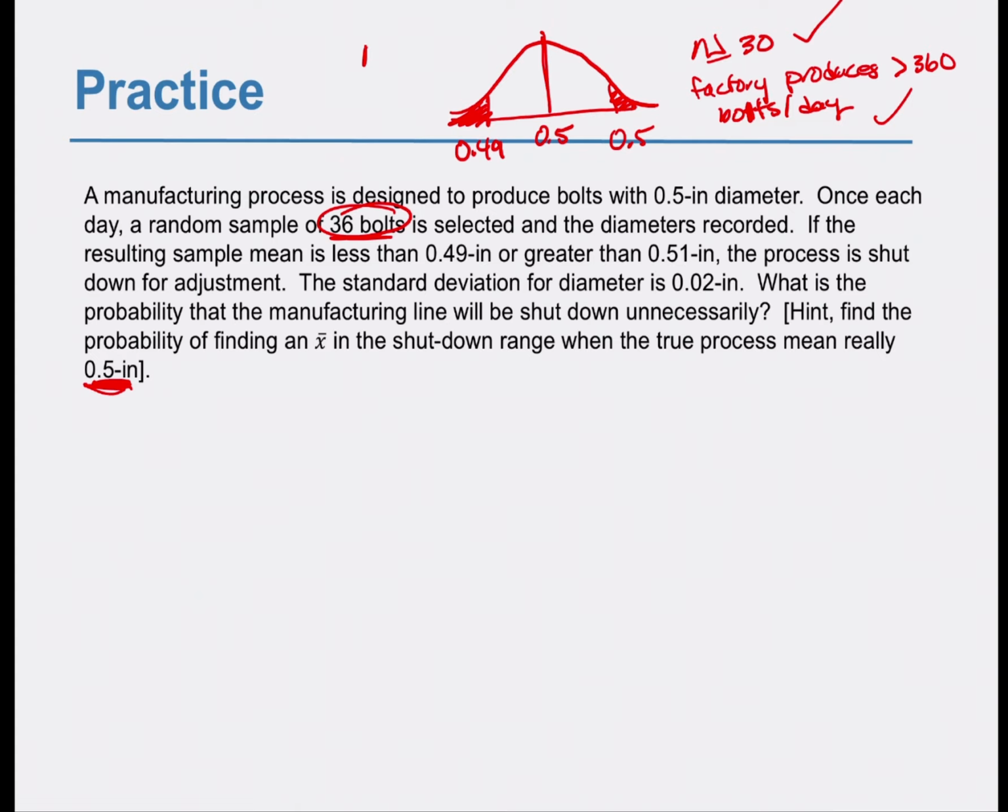So we have a normal distribution with a mean of 0.5, and what's the standard deviation? That's the standard deviation for the population. The standard deviation of the sampling distribution is going to be 0.02 over the square root of 36. So 0.02 over 6 is going to be 0.003.